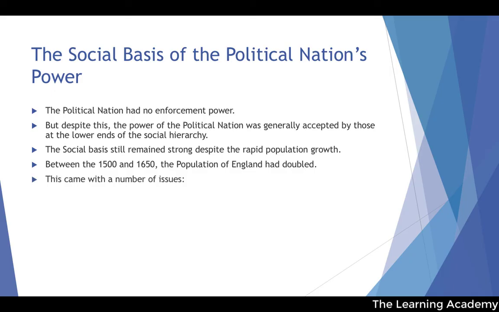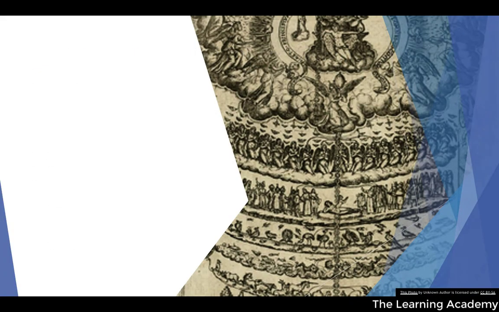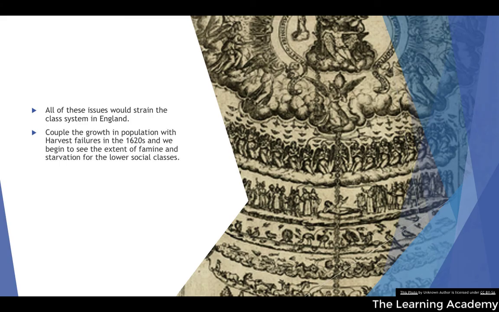And again, with the population growth came a number of different problems. You have economic inflation, food shortages, land shortages, and unemployment. These are all the kinds of things that happen when you have rapid population growth and you don't have rapid economic development alongside it. All of these issues would eventually strain the class system in England. So couple the growth of population with harvest failures in the 1620s, and we begin to see the extent of famine and starvation on the lower social classes. Things start piling up, and the class system in England starts to strain.